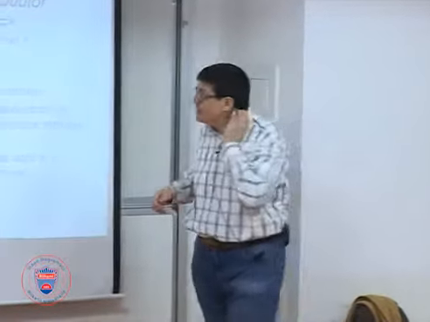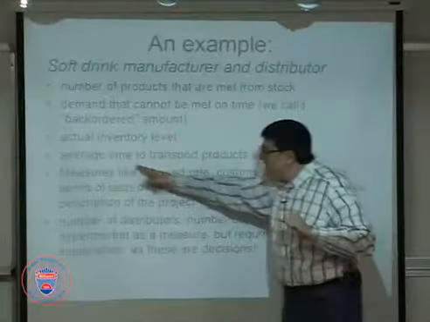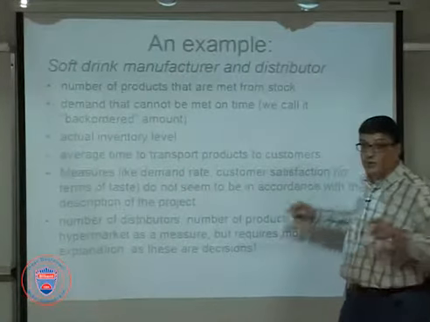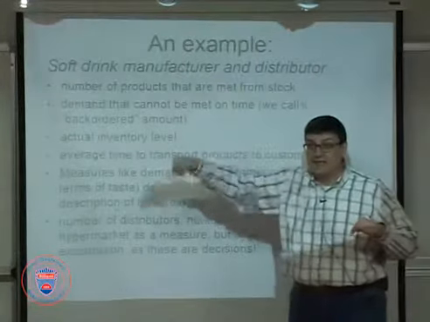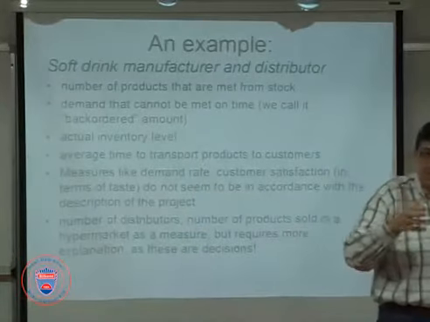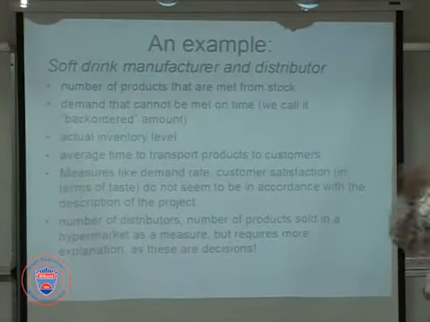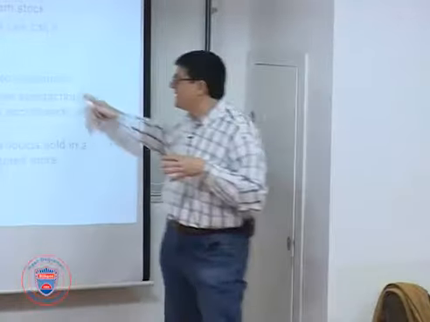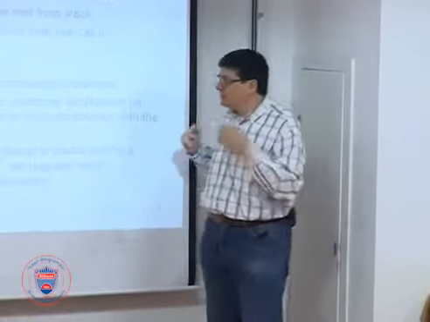Another thing to observe is the actual inventory level in the supermarket. That's another measure. And another measure would be the average time it takes to transport products to certain customers in Eastern Anatolia. That might be a measure, because we don't know how they are transporting. They may not be transporting everything directly. So that might be something that we need to look for.